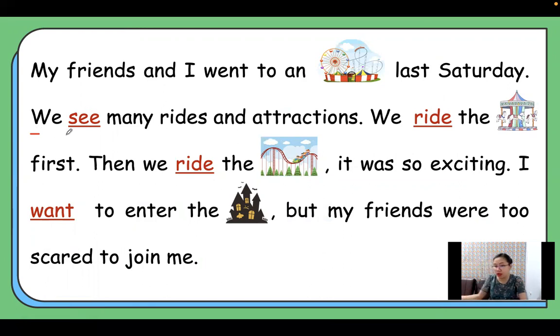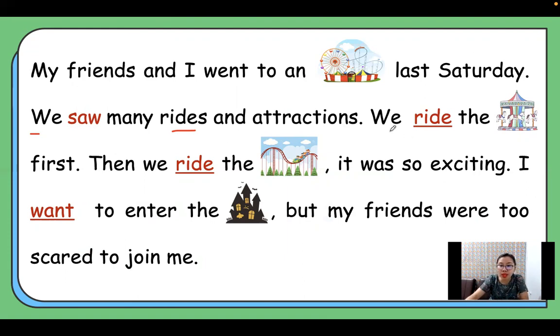We can look at Google. We can look at our dictionary. So we see is we saw. So we saw many rides. These are the rides, any rides and attractions. Attractions like circus, like shows, like bird shows, elephant shows. Those are attractions as well.